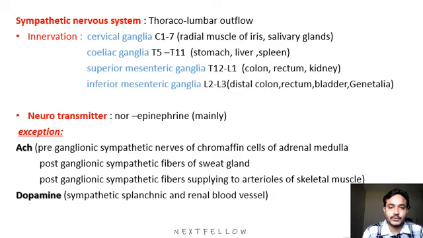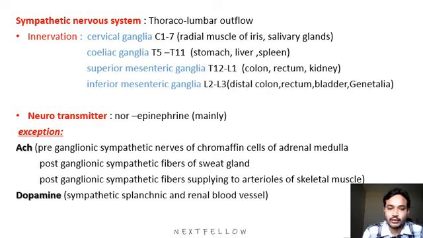Here the innervation is mainly from the cervical ganglia, that is C1 to 7, celiac ganglia T5 to T11, superior mesenteric ganglia, that is T12 to L1, and inferior mesenteric ganglia. The cervical ganglia supply the radial muscle of the eye, mainly the eye area. Then the celiac ganglia supply the gastric, liver, and spleen part. Then the superior mesenteric ganglia supply the colon, rectum, and kidney. The inferior ones supply the distal colon, rectum, bladder, and genitalia.